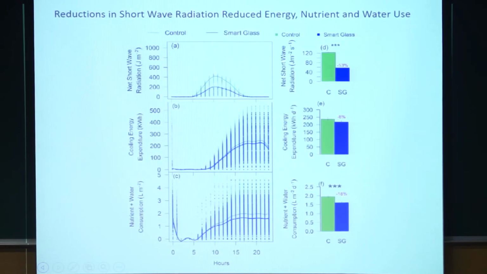But what we ended up doing is we found that we got a 53% reduction in the shortwave radiation, which generated an 8% increase in cooling efficiency. It also gave us an 18% increase in nutrient and water consumption. So the smart glass did have some advantages in terms of energy use and in terms of water and nutrient use, but it also reduced productivity. We've rerun these experiments on capsicum and we're finding somewhat similar results.